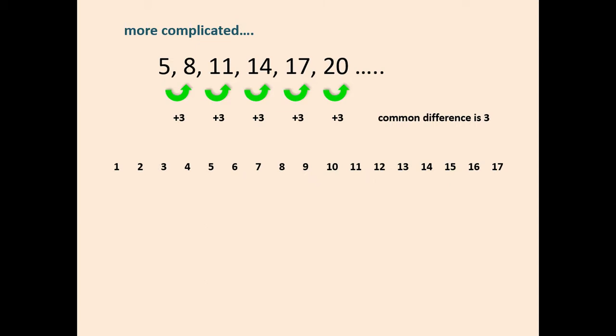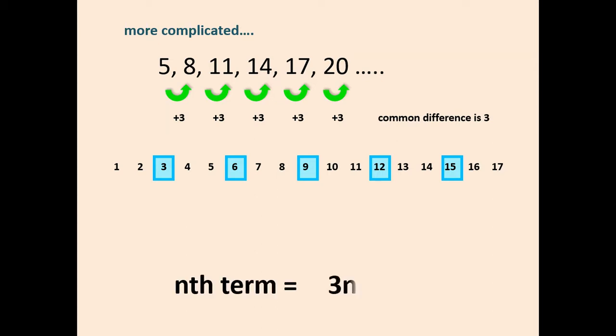Then I can list what the 3 times tables are. So my 3 times table is 3, 6, 9, 12, and 15. So the nth term so far is going to be 3n for this particular sequence, because 3 times 1 is 3, 3 times 2 is 6, 3 times 3 is 9, and so on. So the nth term for the 3 times table would be 3n.